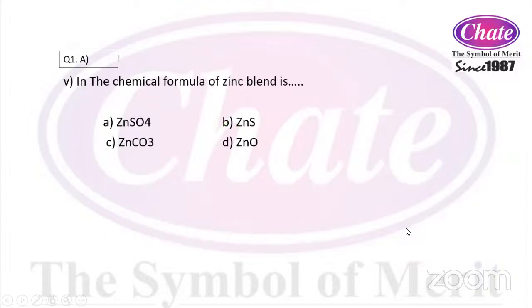And then the last question: in the chemical formula of zinc blende, dash dash is the chemical formula for the zinc blende. In zinc blende, it is ZnS. It's a sulfide ore of zinc, so it is zinc sulfide. It is known as zinc blende. So that was the first A part. You are supposed to write down just the options.